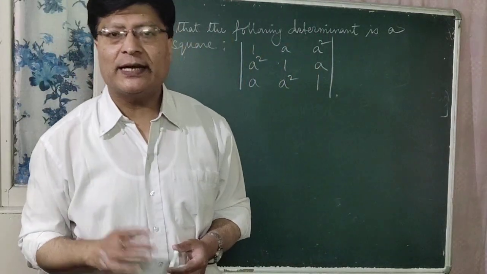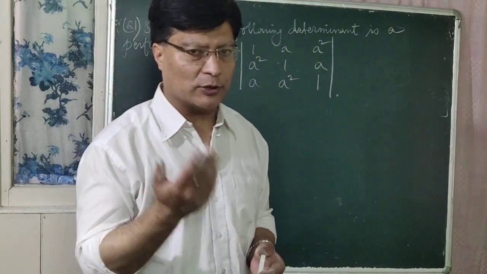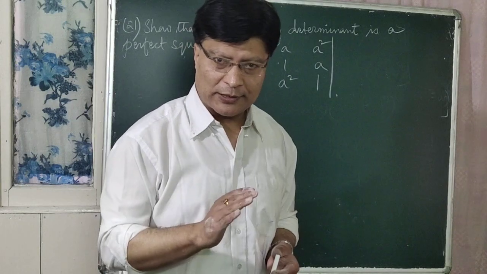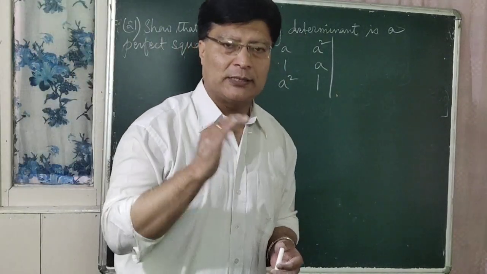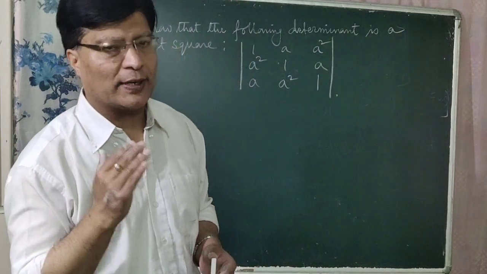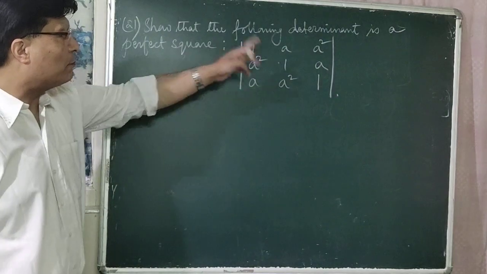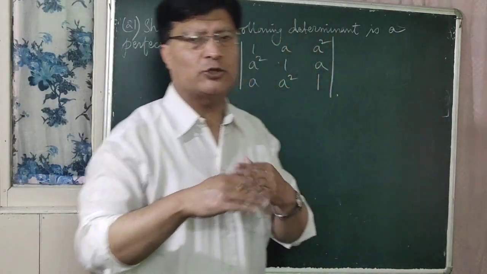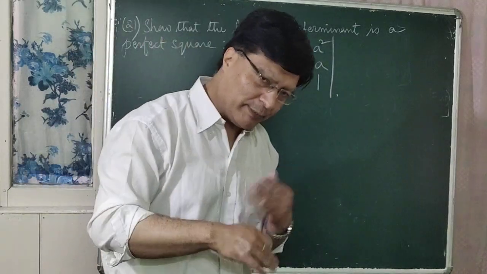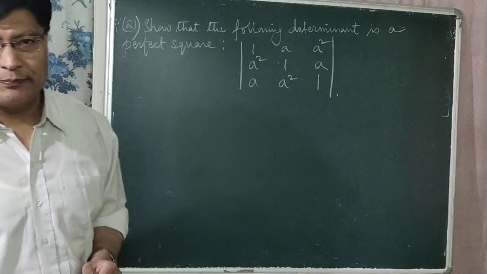For example, you know that 49 is a perfect square because it can be written in the form 7 whole square. 36 is a perfect square because it can be written in the form 6 square. 6 square, 7 square, 8 square, 9 square, 10 square are perfect squares, right? Now this also has to be proved a perfect square. So in which form do we take it? Either it may be a square, it may be a plus b whole square, it may be a plus b plus c whole square. Okay?